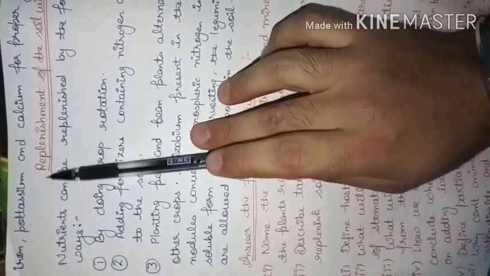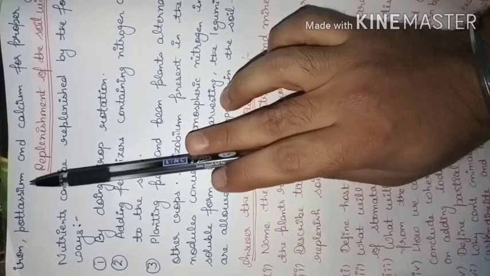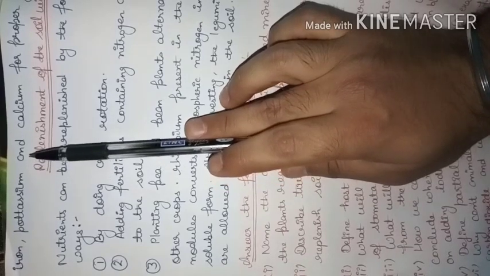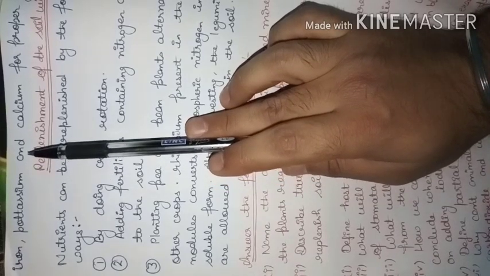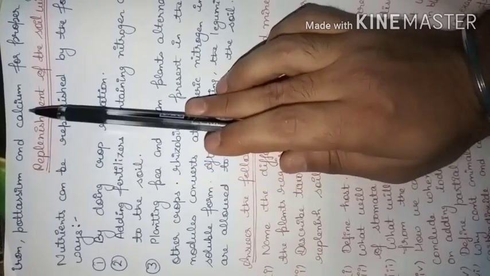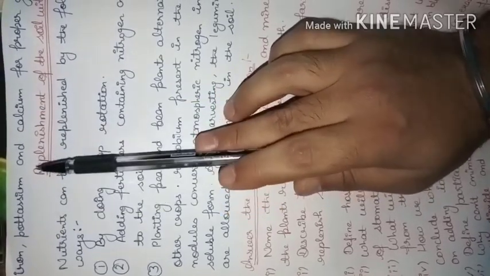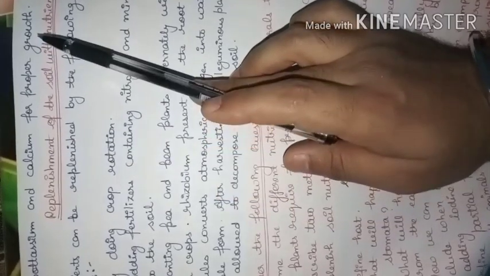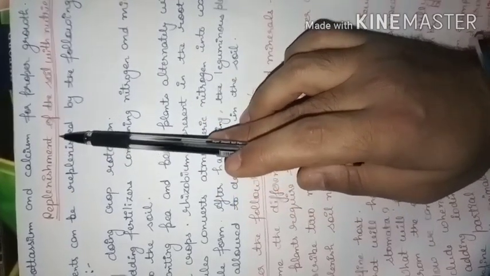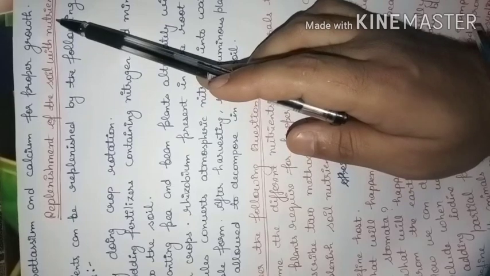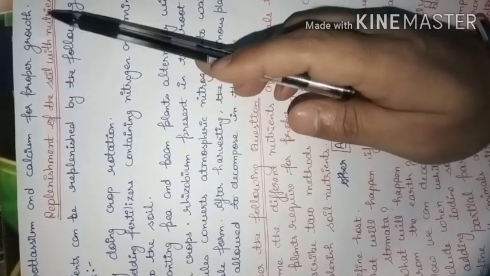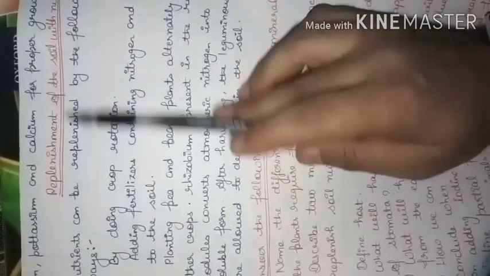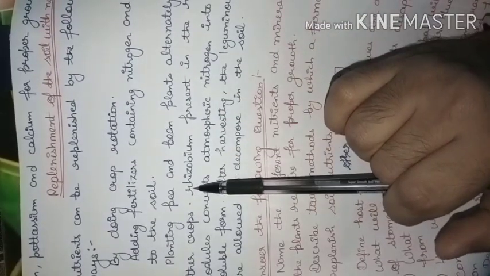So we are studying what minerals are required from the soil. There are different minerals required, that is potassium, calcium, iron, phosphorus. These are the minerals required from the soil for proper growth of the plant. Now replenishment of the soil with nutrients means when the soil loses its nutrients, how they can be re-added to the soil. There are three processes by which these nutrients can be added.